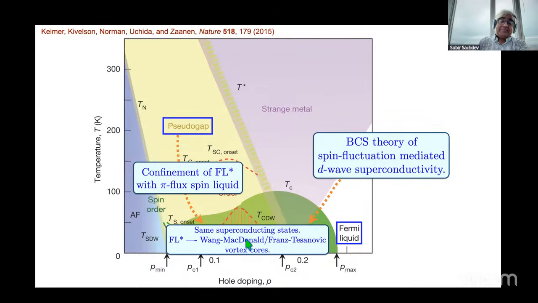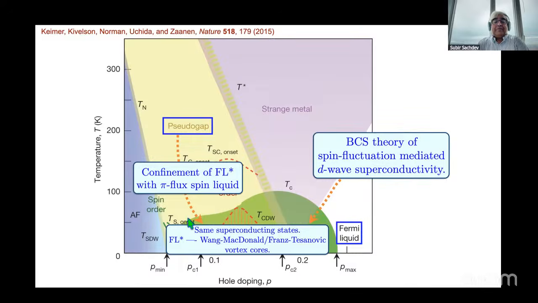But there is a difference. There's a difference in the structure of the vortex core. So if you do the theory in this approach and look at what happens in the core of the vortex, the Abrikosov vortices, you get what's sometimes called the Van McDonald peak. That has to do with the nodal quasiparticles interacting with the states in the vortex core. And that is seen at high doping.